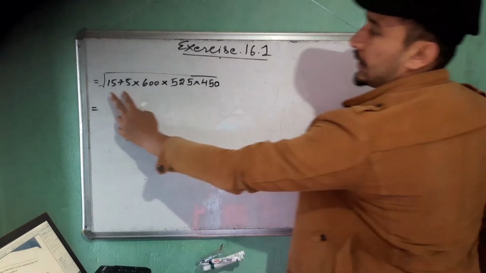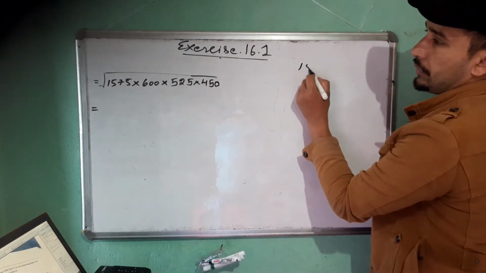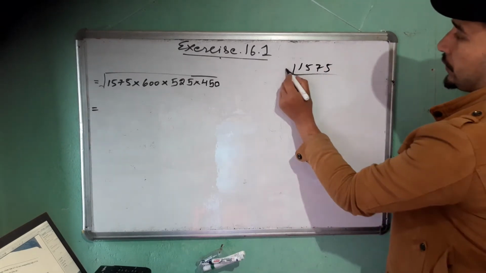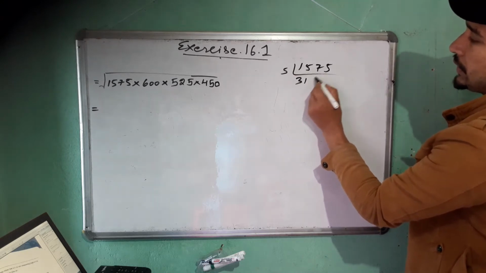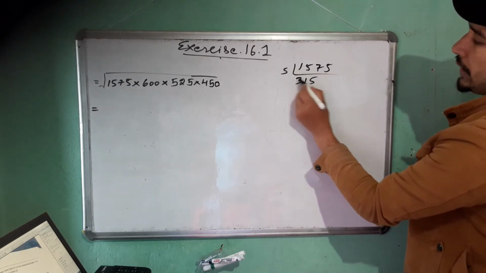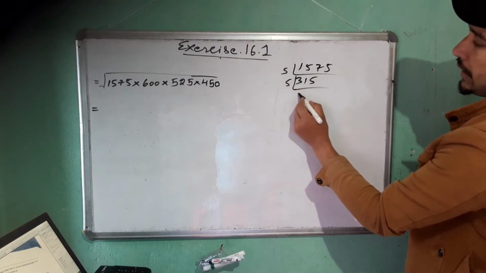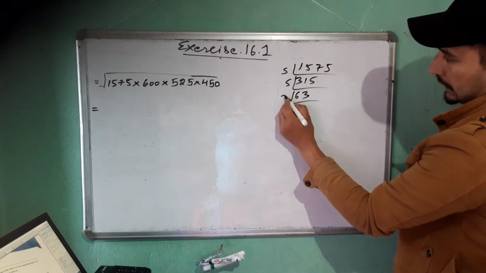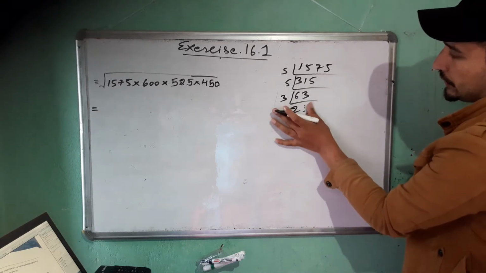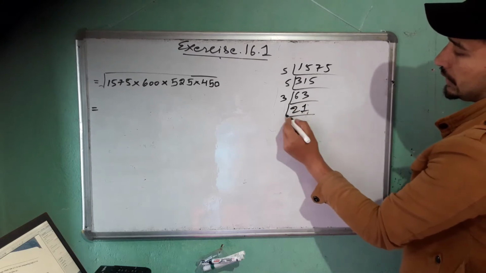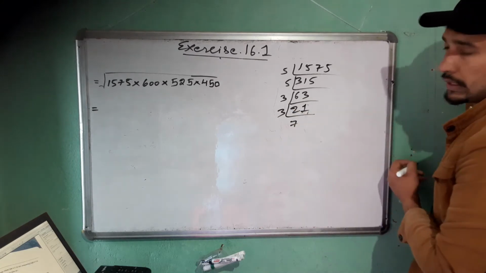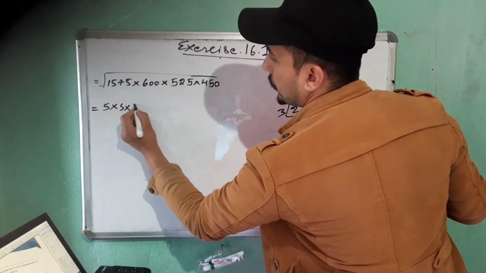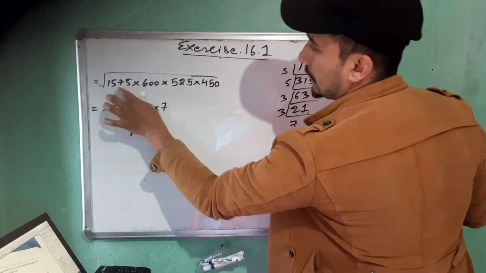So let's factorize this one, 1575. Let's factorize with 5. 5 3s are 15, 5 1s are 5, 5 5s are 25. Again with 5: 5 6s are 30, 5 3s are 15. Now let's factorize with 3: 3 2s are 6, 3 1s are 3, 3 1s are 3. Again let's factorize with 3: 3 7s are 21. So 1 is done. 5 into 3 into 7, this is done.